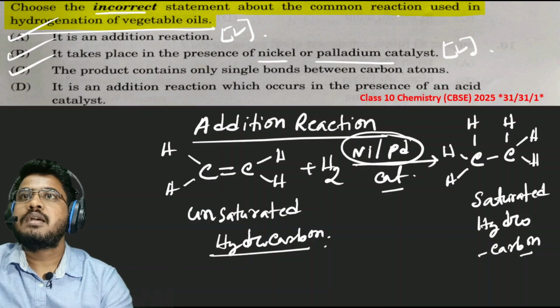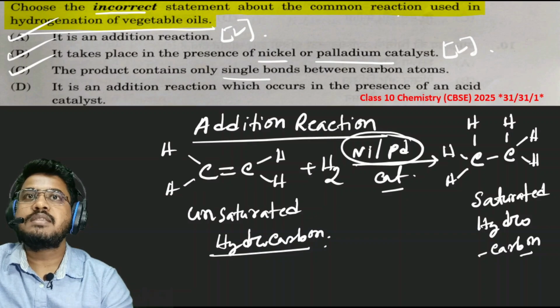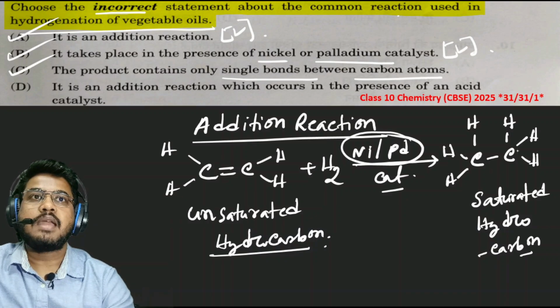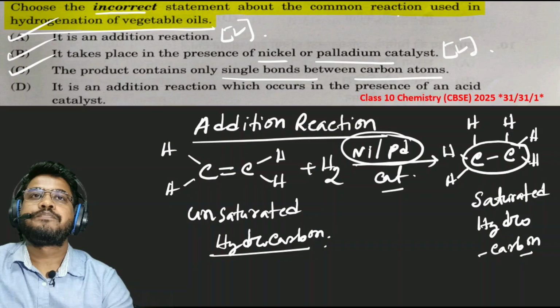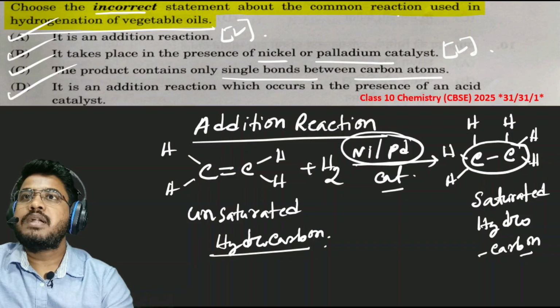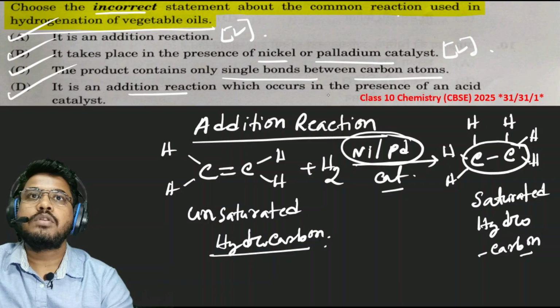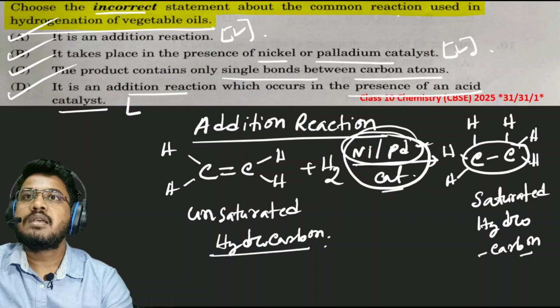Option number C, the product contains only single bonds between the carbon atoms. Yes, this is the product and it contains only single bonds between the C-C. Okay, option number D, it is an addition reaction which occurs in the presence of an acid catalyst, but this reaction occurs in the presence of nickel or palladium catalyst. So option number D is the incorrect statement.